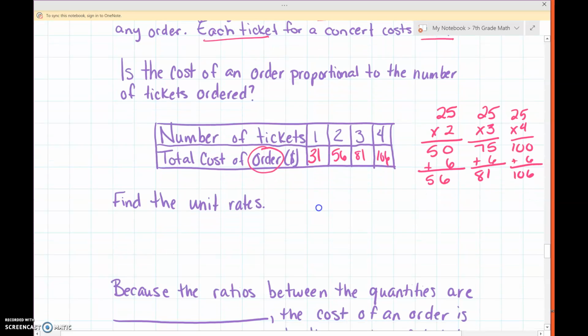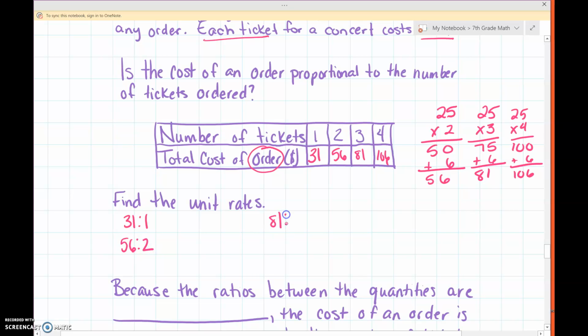So let's look for our unit rate. So we start with $31 for 1 ticket, $56 to 2 tickets, $81 to 3 tickets, and $106 to 4 tickets. So 31 to 1, let's simplify. Divide by 1, nothing changes. 31 to 1, that's as simple as it gets.